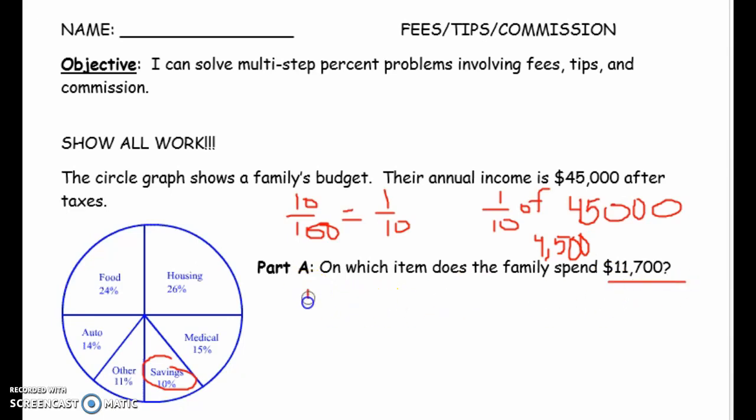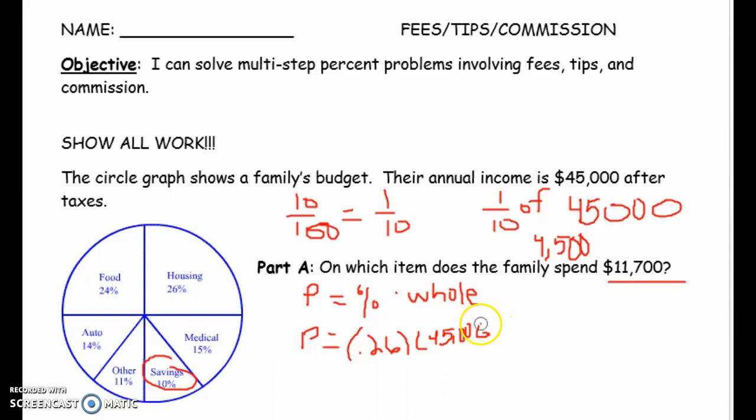So let's try housing. So we're going to do part equals percent times the whole. Hope you can write better than I can. You know, I'm on my computer and it's hard to write. So P equals, don't forget to write percent as a decimal. So it's 0.26 times the whole, and the whole, as you know, is 45,000. That's a 0.